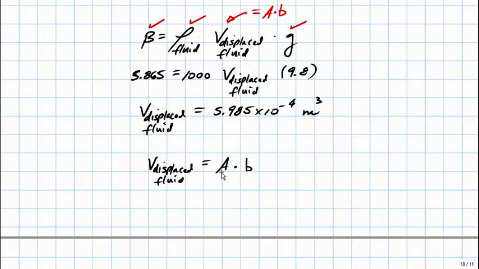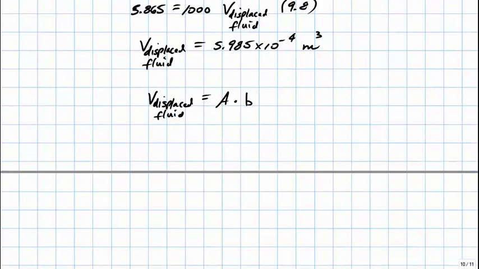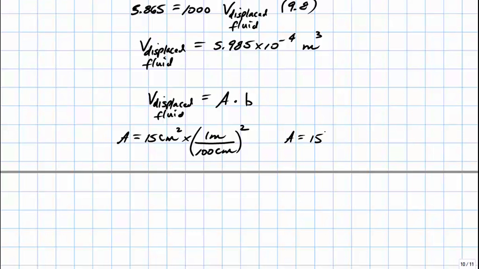Before we apply this equation, the area has to be converted from square centimeters to square meters. The area was given as 15 square centimeters. Once again, we know that 100 centimeters equals 1 meter. We need to convert this by squaring the conversion factor, and as a result, the area equals 15 times 10 to the minus fourth square meters.